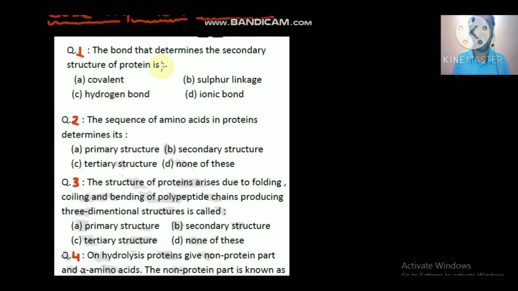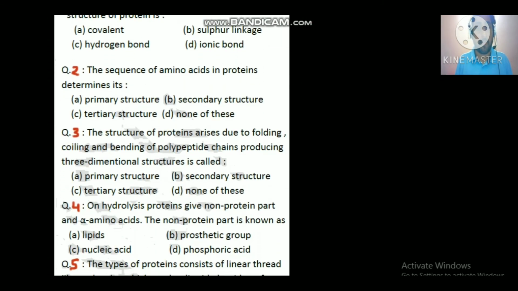The first question is: the bond that determines the secondary structure of proteins. Out of these you have to find the bond which is responsible for the secondary structure of protein. Second question: the sequence of amino acids in protein determines its primary structure, secondary structure, tertiary structure, or none of these. Question number 3: the structure of protein that arises due to folding, coiling and bending of polypeptide chains, producing a three-dimensional structure, is called primary structure, secondary structure, tertiary structure, or none of these.